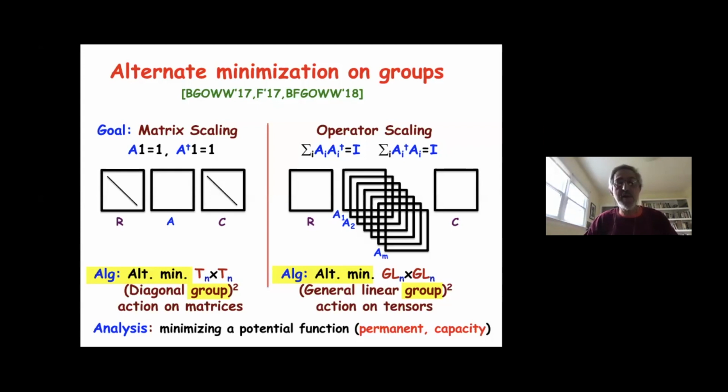This is what I call Tn. It's a torus of length n. On the right, in the operator scaling, we are allowed to apply general linear groups, called GLn, on the right and on the left. What else is there to generalize? We saw that for both algorithms there were maybe ingenious choices of potential functions, and we want to ask how to analyze such algorithms in general, what would be good potential functions. We'll see this.